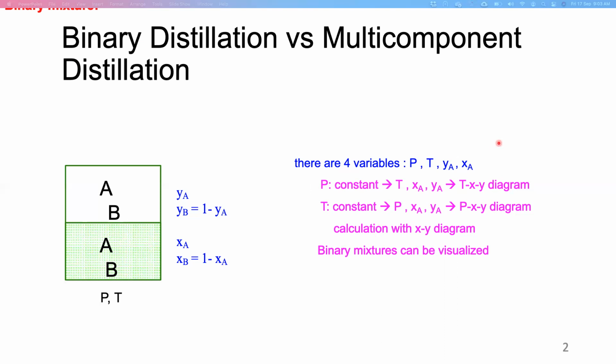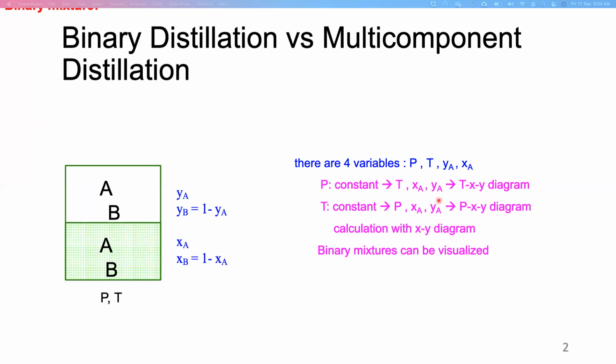If it is at constant T, which is not common, since we always use constant P, but anyway, if we have a constant temperature, then we can have pressure, XA, and YA as variables. Then we have a PXY diagram. So these diagrams are actually three dimensional, and we can visualize them in three dimensions, P or T, X and Y, like the tongue diagram, diagram lidah, from a few weeks ago.